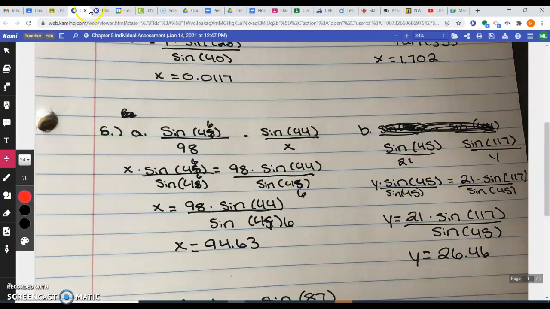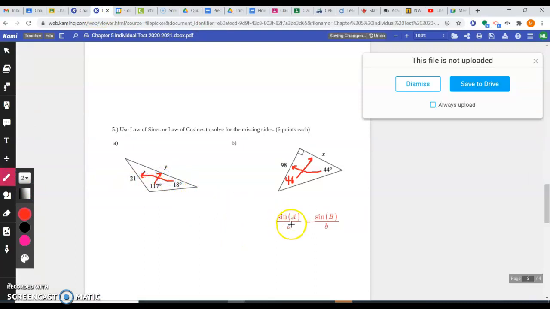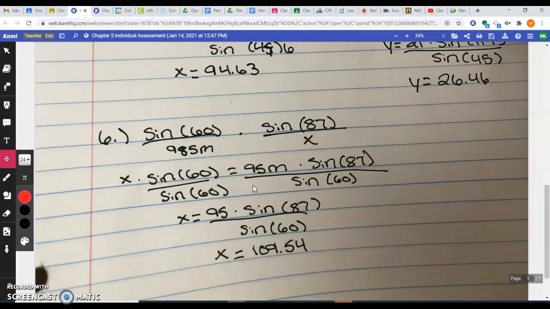On the other one, we're going to use the same law of sines. Okay, you have your angle and the side across from it, and the angle and your side across from it. So again, the sine of your angle divided by the side across from it equals the sine of your angle divided by the side across from it. Set it up and try to solve.